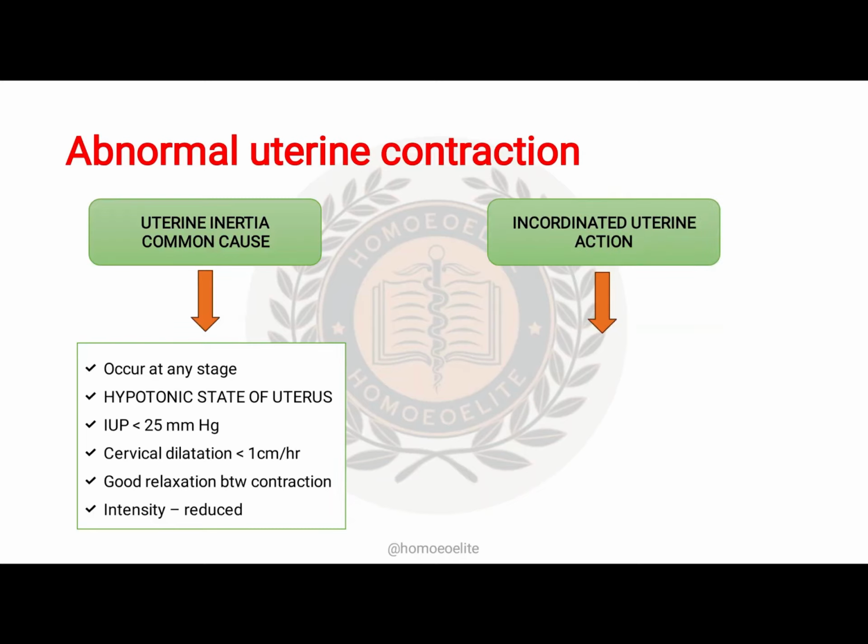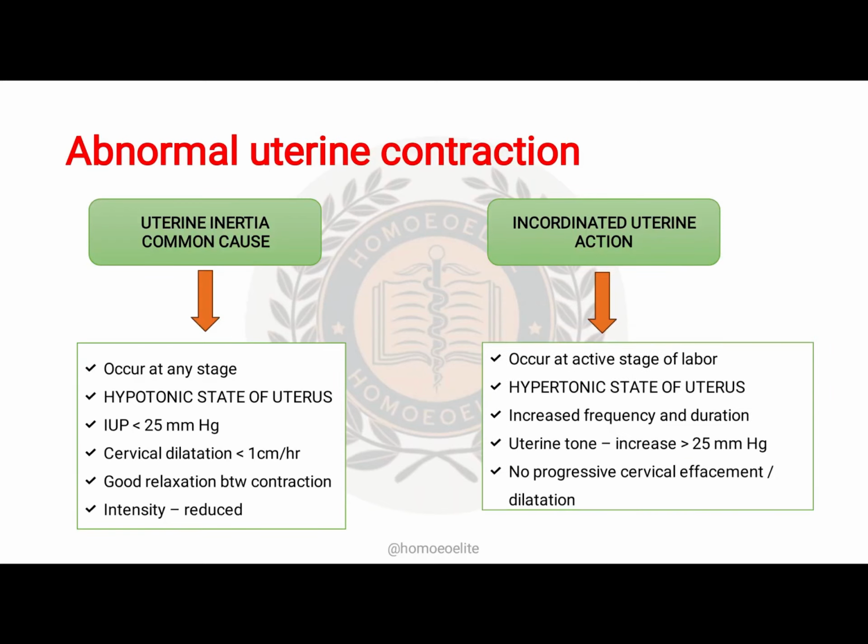Whereas in hypertonic, we consider the terminology incoordinated uterine action, where this abnormality can also occur in any stage of labor. Here, the uterine tone will be more than 25 mmHg. It can also extend to more than 60 mmHg, but there is no progressive cervical dilatation and effacement. So the uterus is continuously contracting, but there is no relaxation phase. One will not be able to see cervical dilatation as well as effacement in incoordinated uterine action.